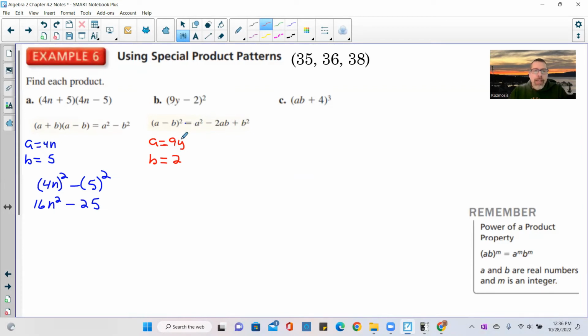b squared. So a is 9y, so it's a squared. So it's going to be 9y squared minus 2 times a, which is 9y, times b, which is 2, plus b, which is 2 squared. So don't forget to distribute. 9 squared is 81, y squared is y squared, minus 2 times 9 is 18y times 2 is 36y, and then plus 2 squared, which is 4. So I get 81y squared minus 36y plus 4 very quickly if I know the rule.